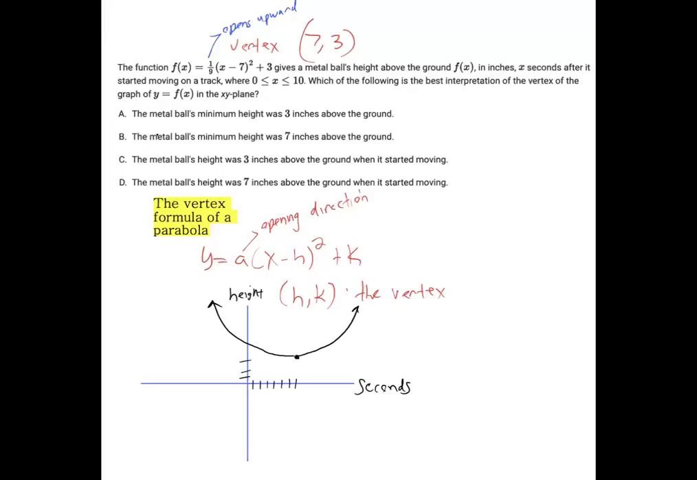So now the vertex is telling us the minimum height of the ball was, well, what is the height right here? It's a height of 3. So the minimum height was 3, and that makes perfect sense looking at this graph. The y value right there is 3, and the answer is A.